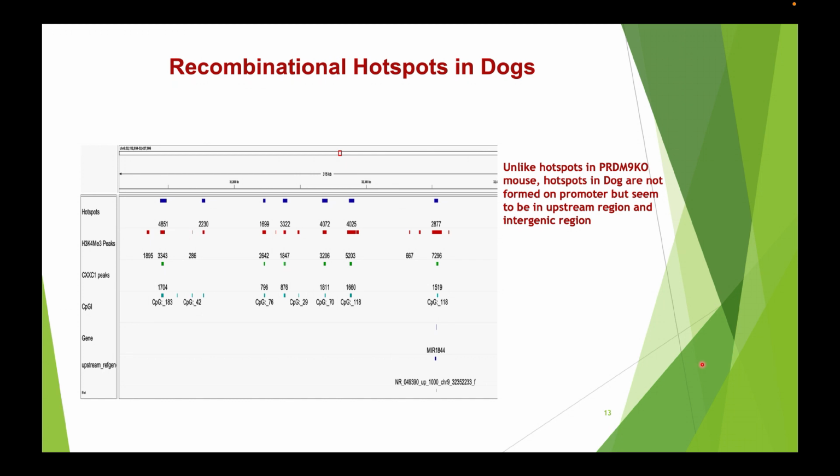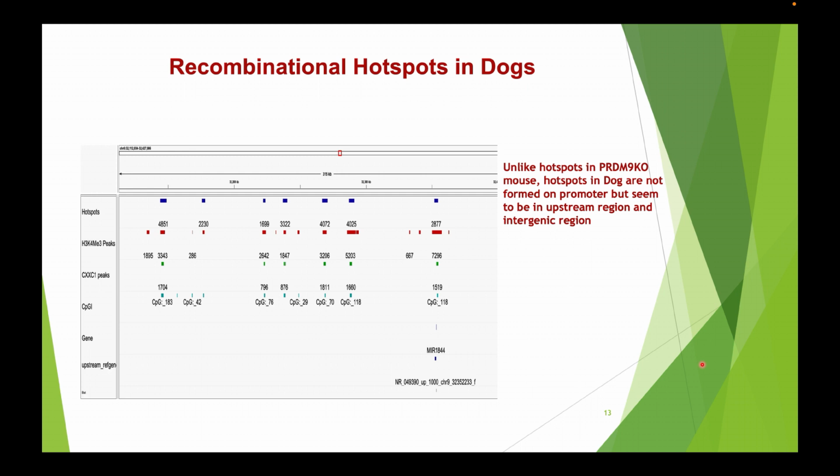And when we zoom in a little bit and try to find out where these sites are, and whether they are on any promoter, one thing is different from the PRDM9 knockout mouse. Here in dog, hotspots are associated with H3K4 peaks on unmethylated CpG islands and associated with CXXC1, but not on the promoter. They are somewhere upstream of the promoter or maybe somewhere in intergenic regions. We are still doing those kinds of analyses, finding annotations.